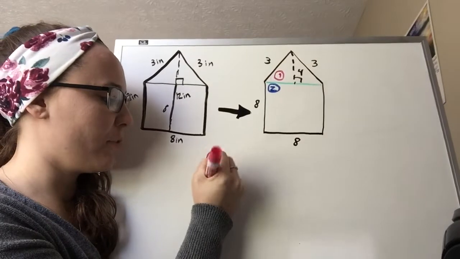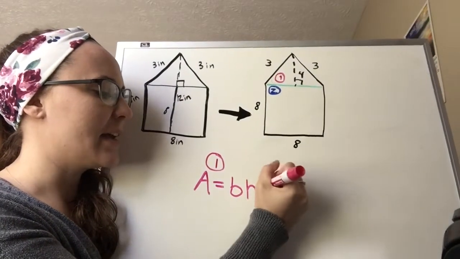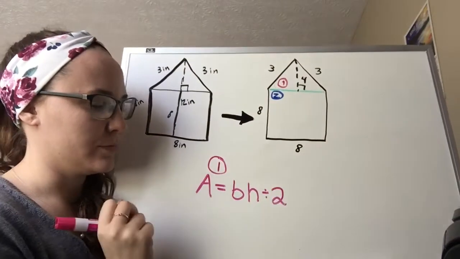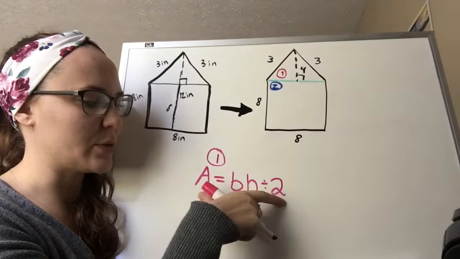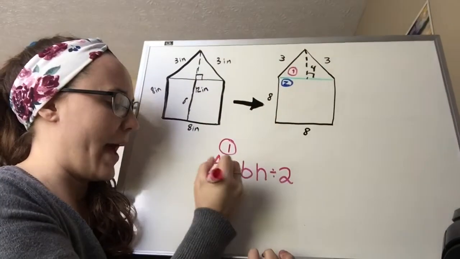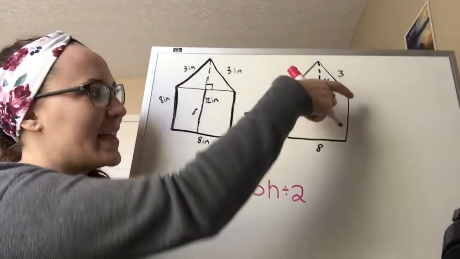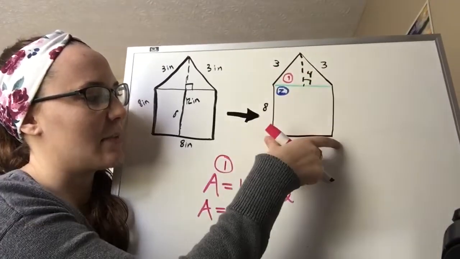So the area formula for a triangle is A equals base times height divided by 2. Okay, we know that. The area formula, always write that down first. Now I'm going to fill in the base and the height. So A equals, the base of my triangle is the same as this base. Do you see how that's the same length?